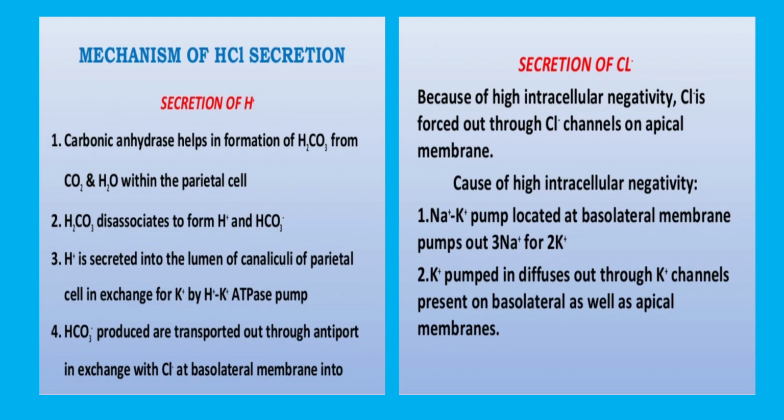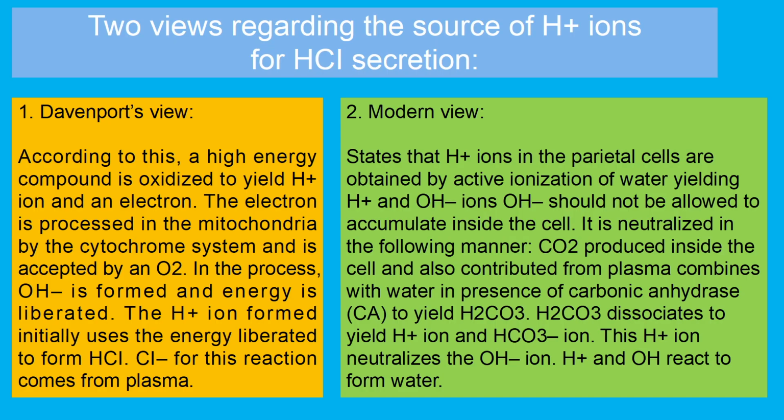Because of this, the sodium potassium pump, which is located at the basolateral membrane, pumps out 3 sodium ions for every 2 potassium ions. This K plus pumped in will diffuse out through K plus channels present on the basolateral as well as apical membranes.